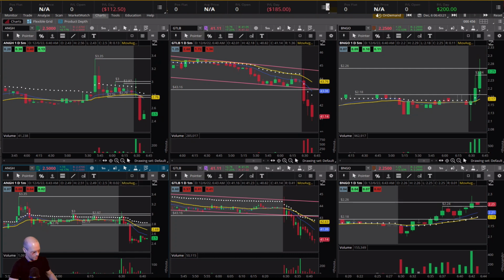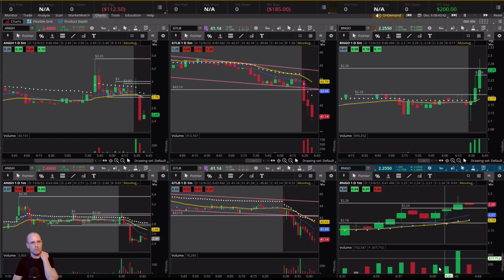I wonder where I'm sitting at profit-wise. I don't mind having a small red day. Minus 185, minus 112. So I'm down $97. I'm going to watch for a drop on BNGO. If we get a big drop, I might jump in that. The 15-minute candle is going to close in 1 minute.